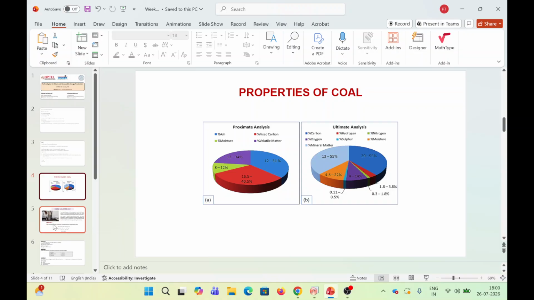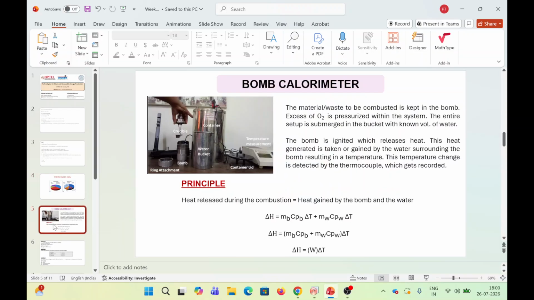So the next concept we will be talking about is the bomb calorimeter. I hope everybody is aware of the concept of the bomb calorimeter, and I think this is something that is taught across different courses as well. Here also we use this bomb calorimeter to find out how much heat energy is released during the combustion.